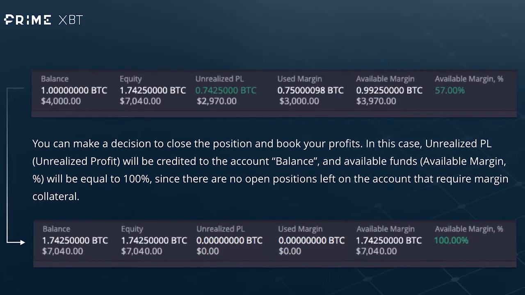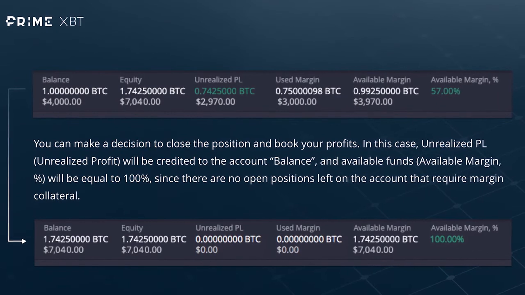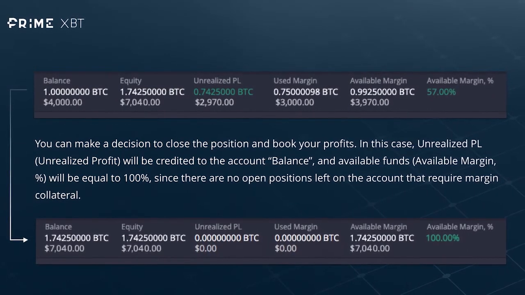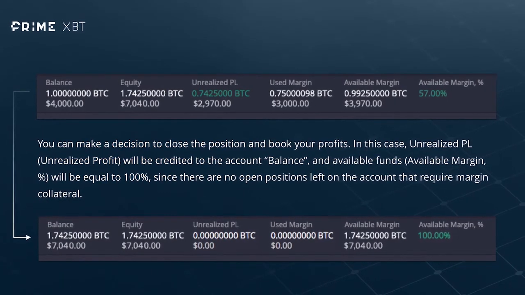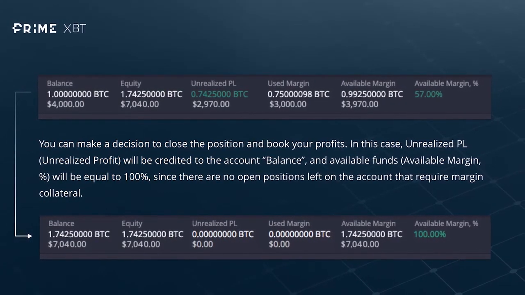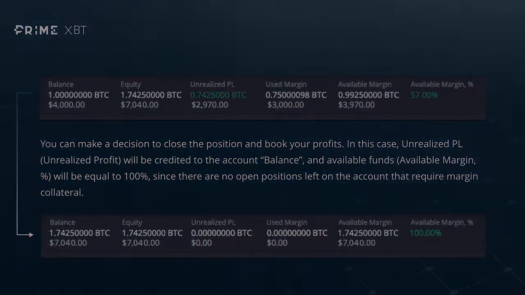In the opposite scenario, if the price of Bitcoin falls, available funds will decrease, and as soon as the available margin becomes zero, all positions will be automatically liquidated. The loss will be reflected on the balance of the trading account.